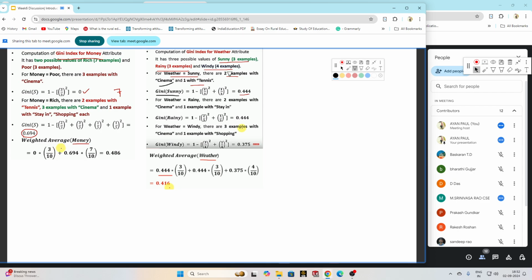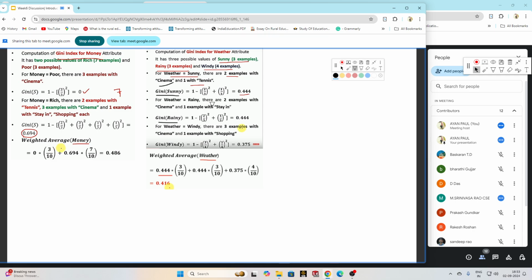In 3 we have 2 for cinema and 1 for tennis. So that is why 1 minus (2/3) whole square, and 1 for tennis, that is why (1/3) whole square. So by that we can find out Gini of sunny. Now how can we find out Gini of rainy?